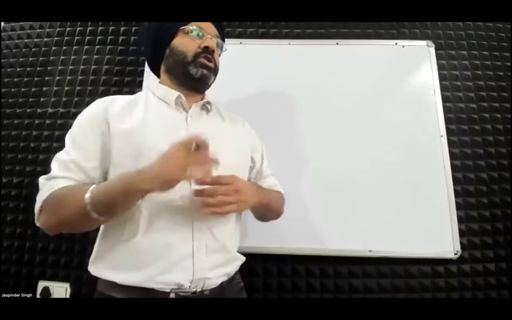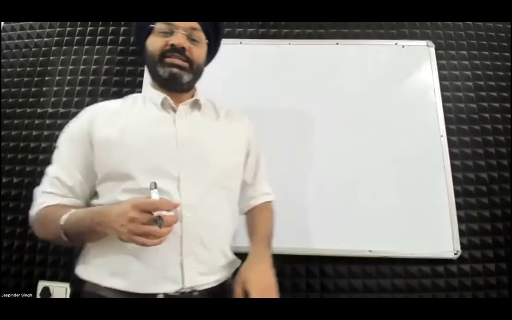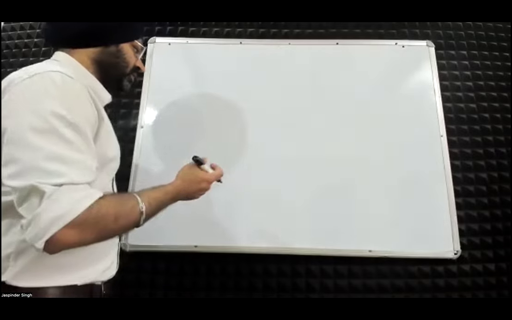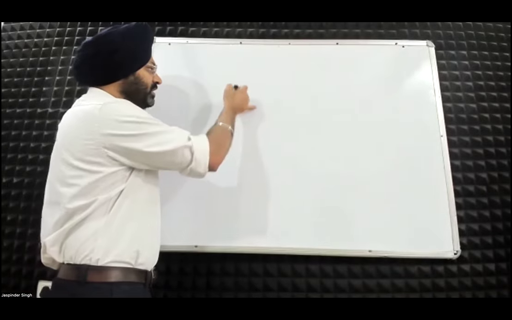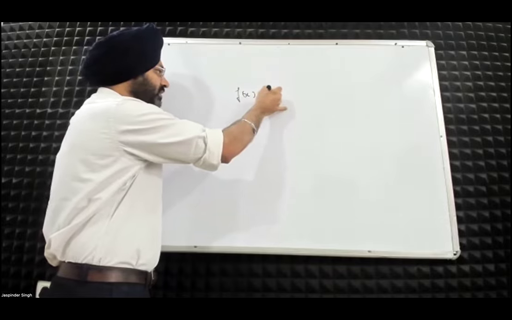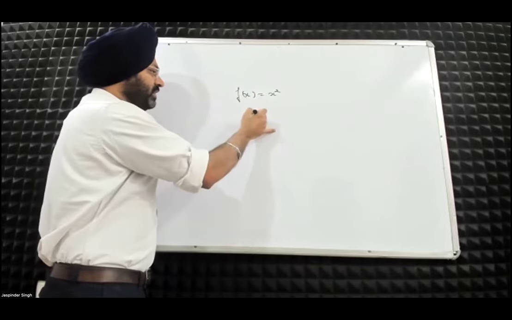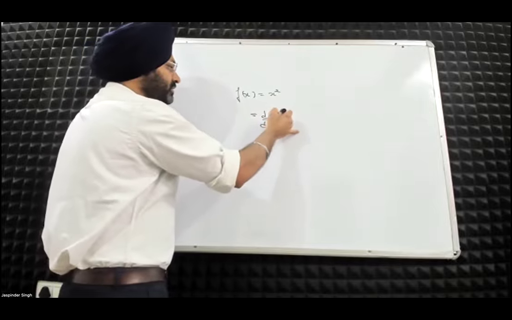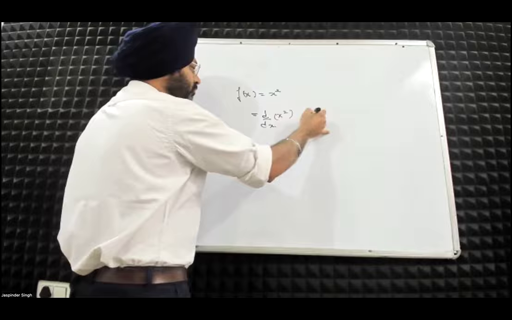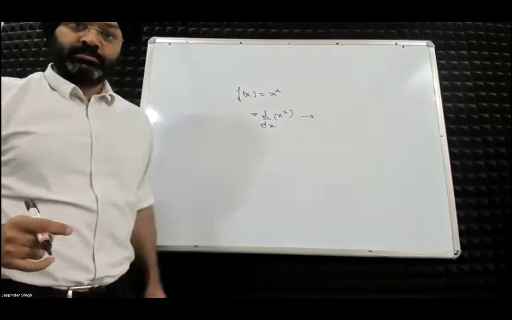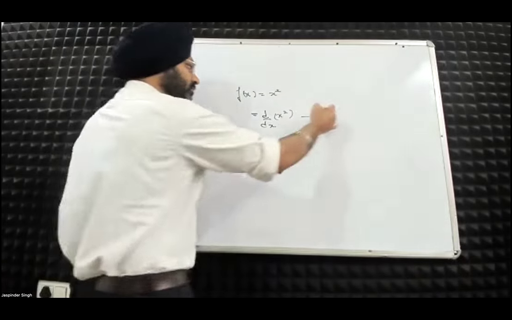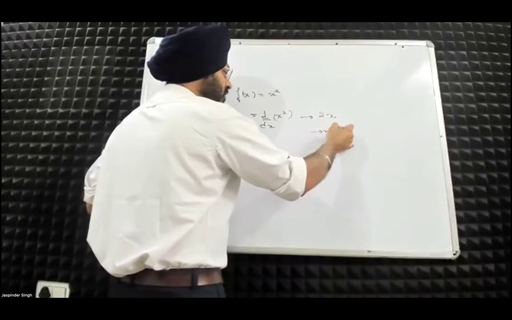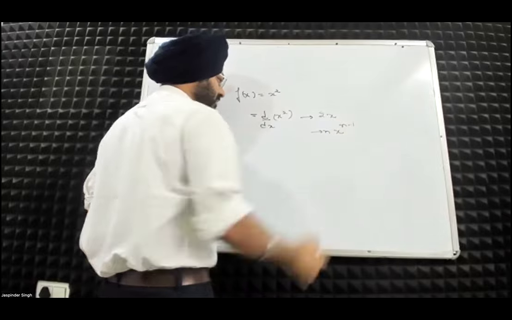Before going into the details, let's quickly revise how we take the differential of a function. Let's say the function is f(x) = x squared. How do we take the first order differential of it? If I take ∂/∂x of x squared, what will be the value? 2x. So for any variable raised to n, the derivative is n times the variable raised to n minus 1.